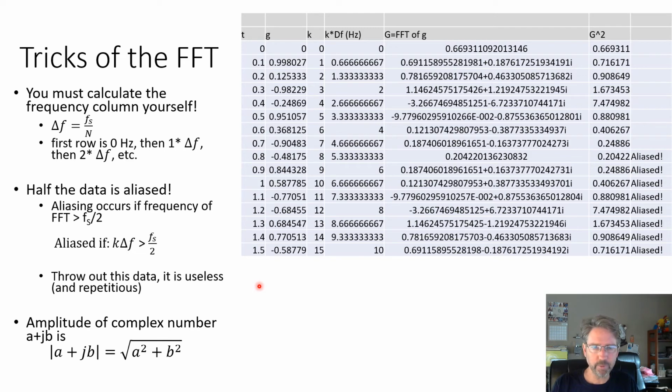The last thing for our graph, it's hard to graph a complex number, so we typically graph the amplitude of these complex numbers, or the magnitude. So the complex magnitude is usually written with absolute value signs, and it's just the square root of the real part squared plus the imaginary part squared. ABS in MATLAB will do that for you. So with that, we have frequency on the x-axis, magnitude of the FFT on the y-axis. We throw out the alias data, and we get a graph that looks like this.